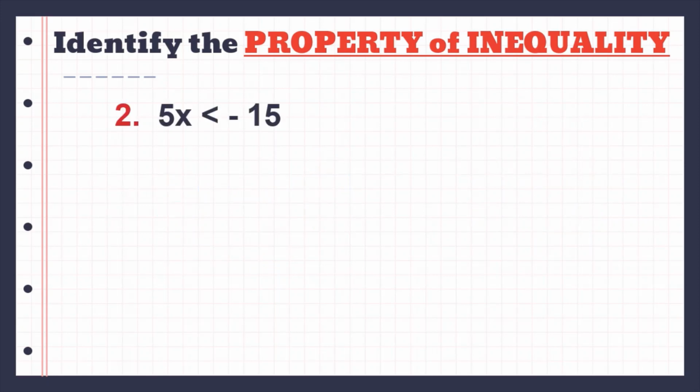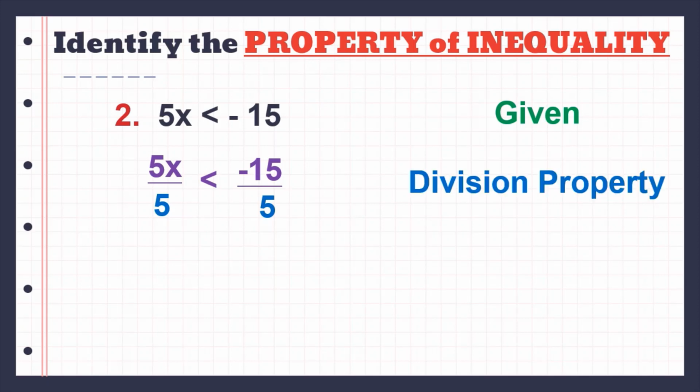Next. Ito yung another way para masagutan yung kanina. Number 2, this is the given, 5x is less than negative 15. So, kanina nag-multiply tayo. Ngayon, pwede natin siyang i-divide kung ano yung katabing number ni x, which is 5. Ayan. So, nag-divide tayo both sides. That will be division property. So, ito, 5 divided by 5, that is 1 or x na lang. And then, less than, negative 15 divided by 5, that is negative 3.